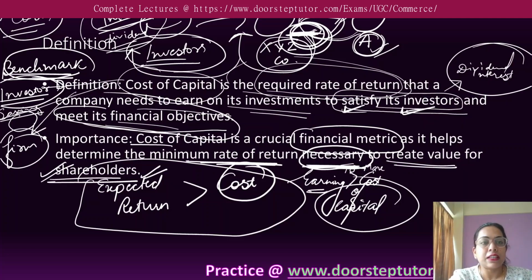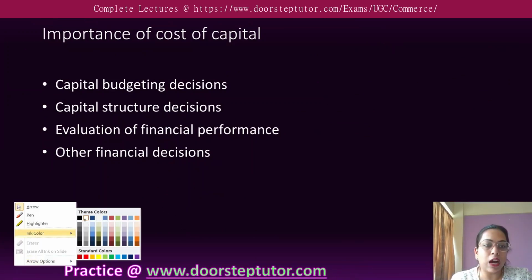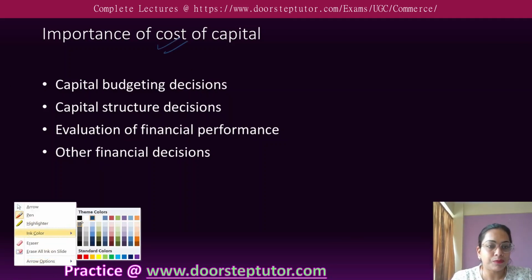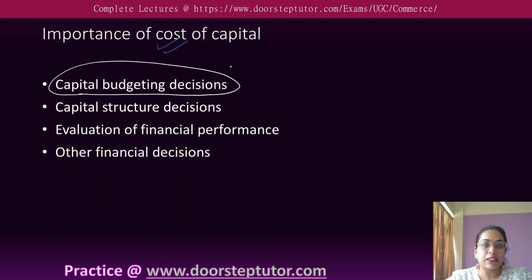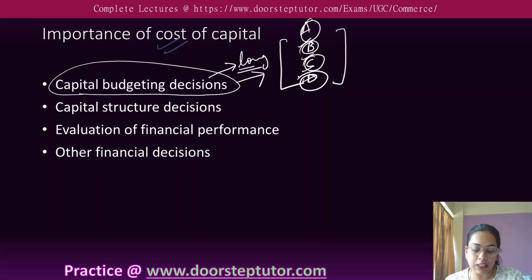Okay, next is the importance of cost of capital. How is the cost of capital important for a company? First importance is capital budgeting decisions. Capital budgeting decisions are long term decisions. Capital budgeting is a process which helps in taking the long term decision whether to invest in this project or not. If there are various proposals like A, B, C, D, various projects, which project to invest in, feasible or not, is studied under capital budgeting decisions.